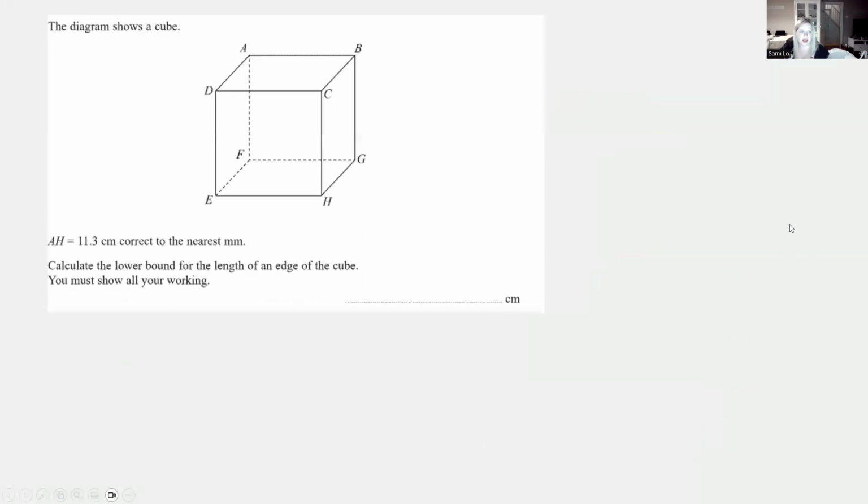So there we go. Last one. It tells us AH is 11.3. Calculate the lower bound for the length of the edge of the cube. It's to the nearest millimeter. So if it's the nearest millimeter, actually it's going to be looking at 11.25 if it's the lower bound.